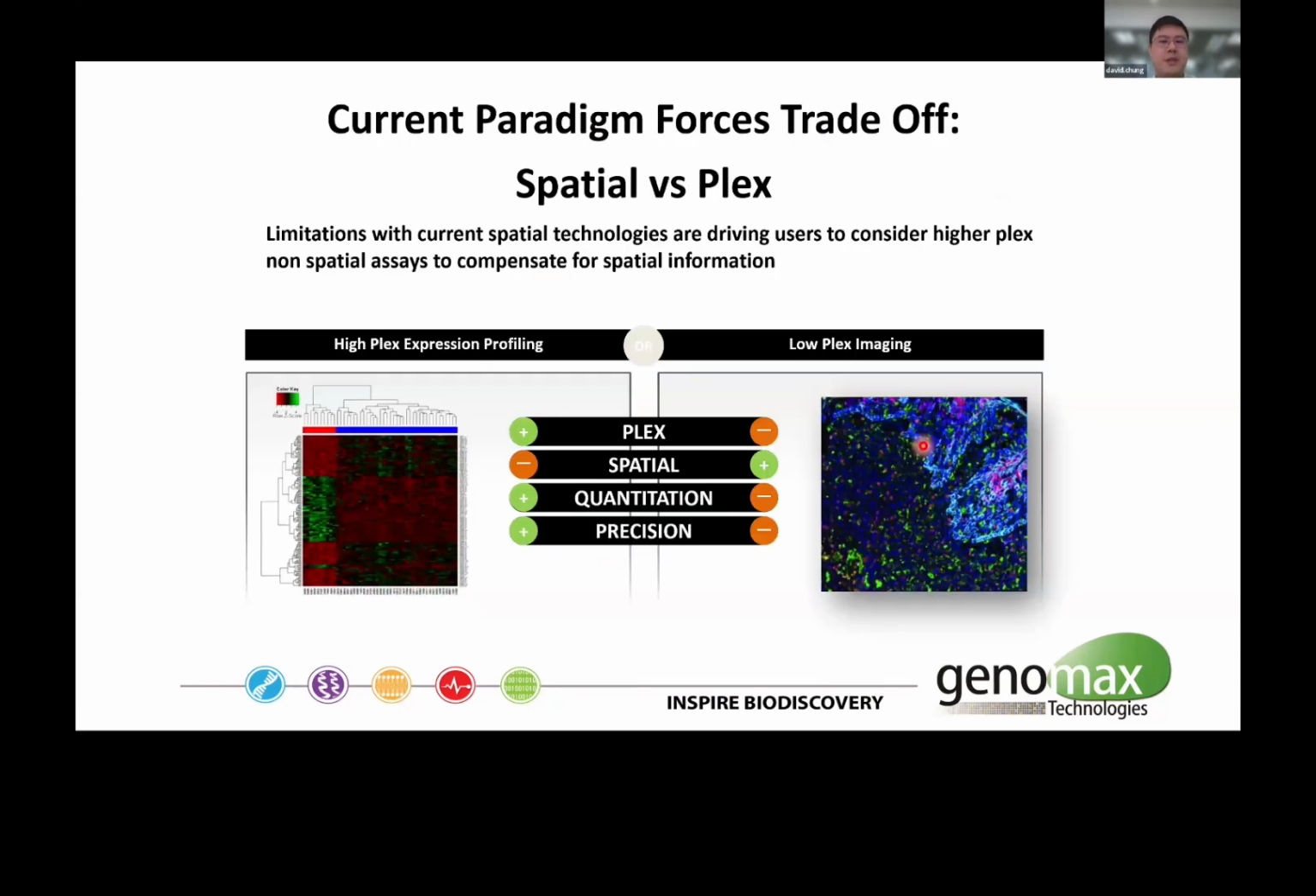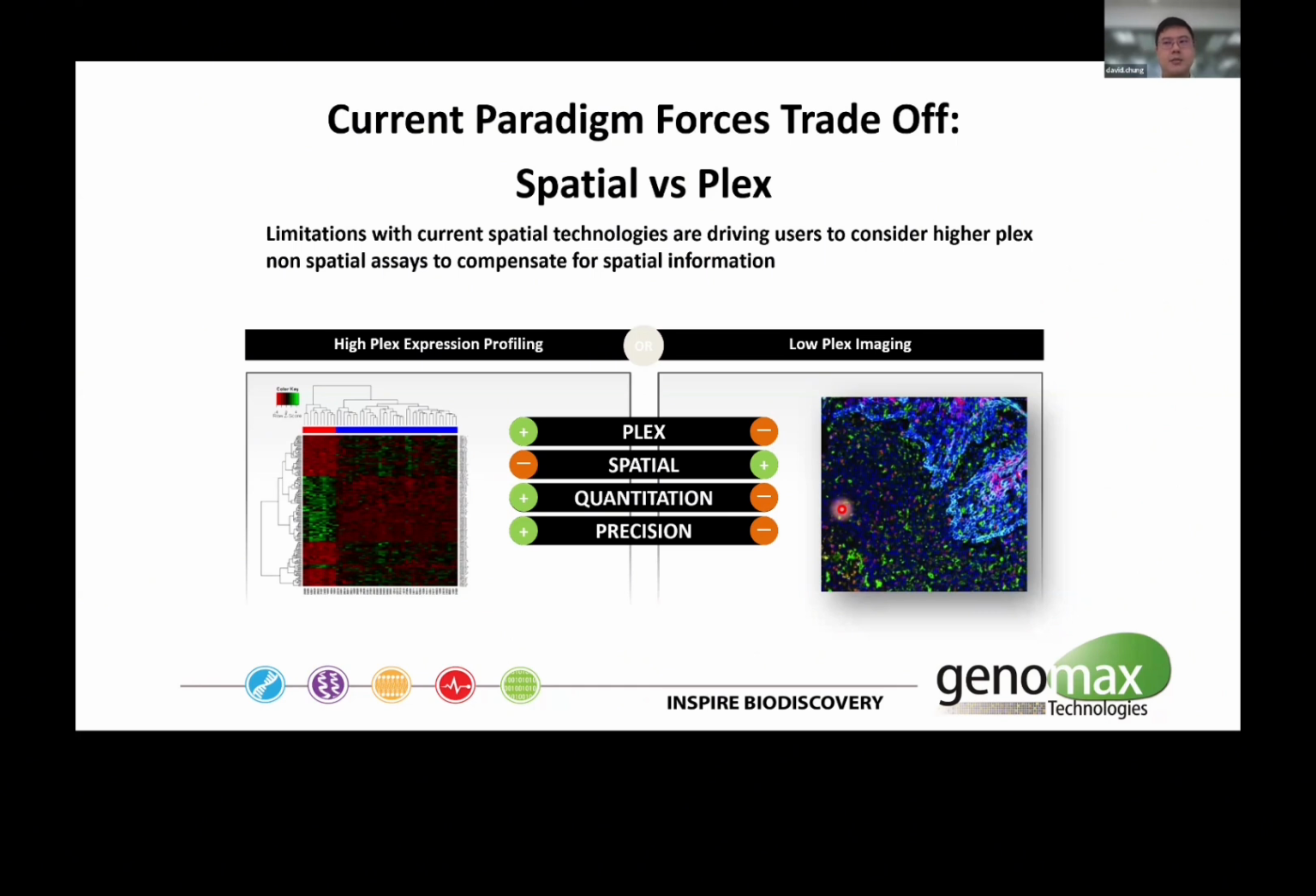Without moving into spatial biology, the current trade-off is this: if you do, let's say, NGS or qPCR, microarray, or even the nCounter platform that I mentioned earlier, you just extract total RNA from the whole tissue section. They are very high plex, especially NGS. You get quantitative and very precise data, but you miss out on the spatial information because you are profiling everything that you extracted, the whole tissue.